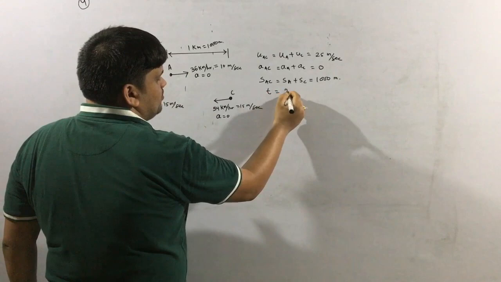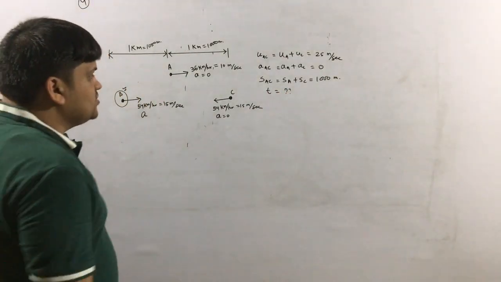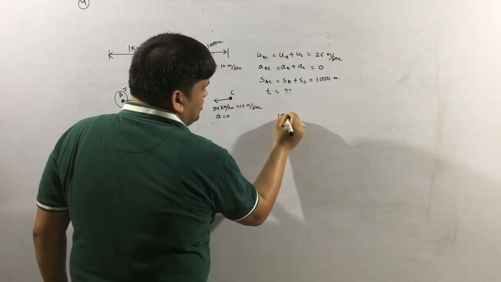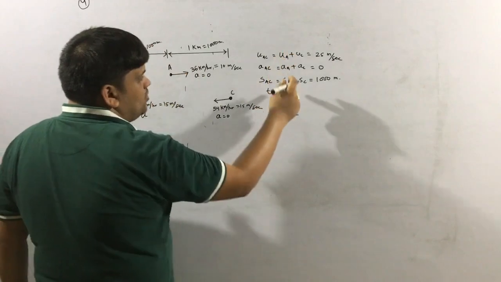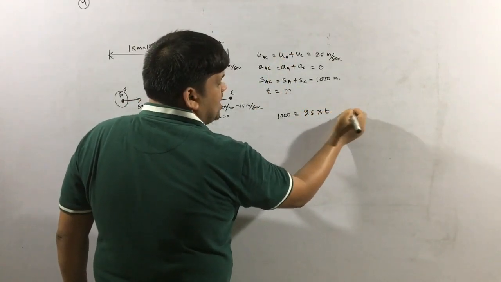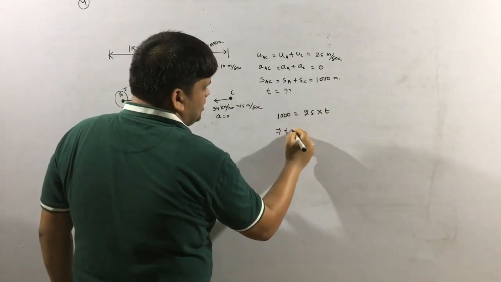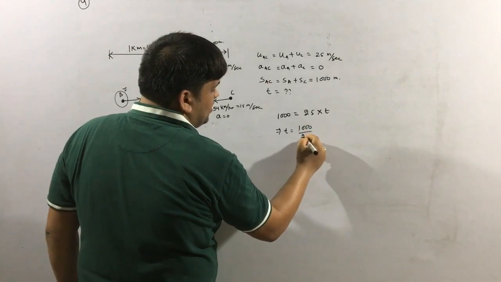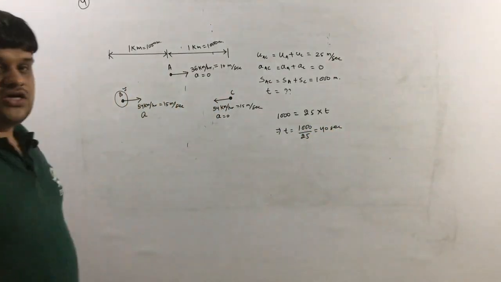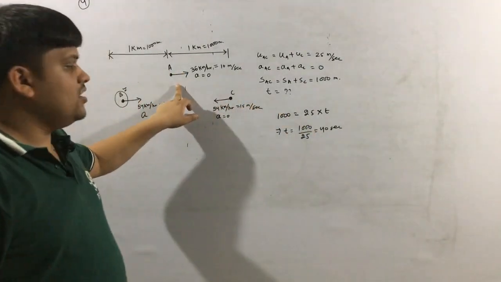Now we have to find time. What is the time needed for them to overtake? Okay. So again, by using these 4, I can write the equation as S equal to UT plus half AT square, but A is 0, so that part I am leaving. So I can write T equal to 1000 divided by 25 or equal to 40 seconds. Okay. So the car C will take actually 40 seconds to overtake the car A.